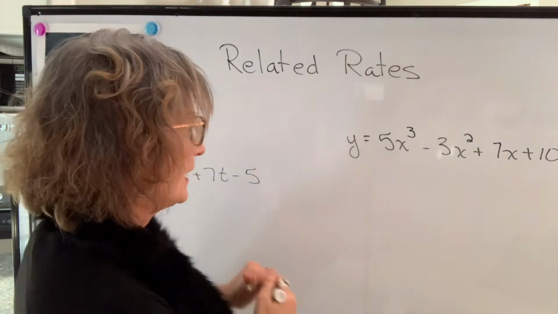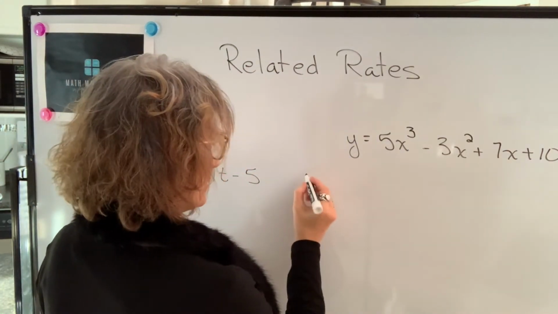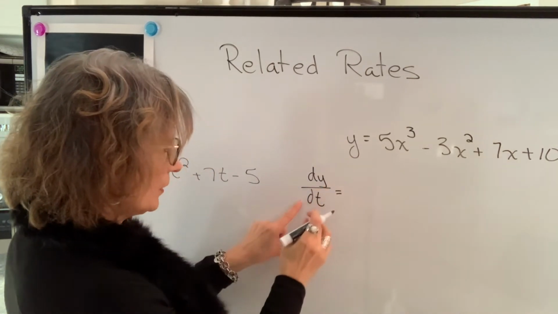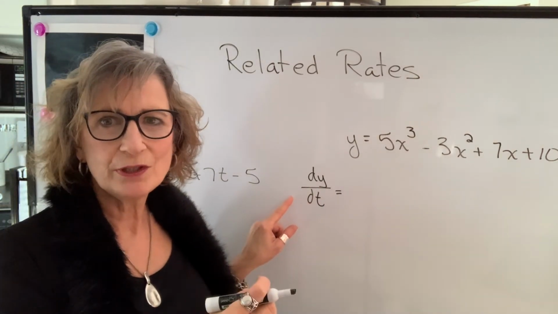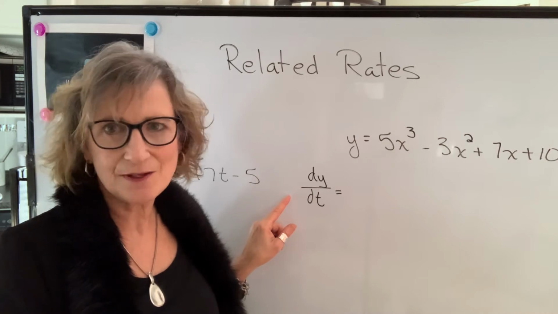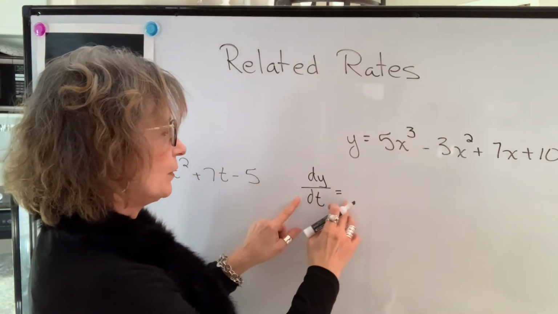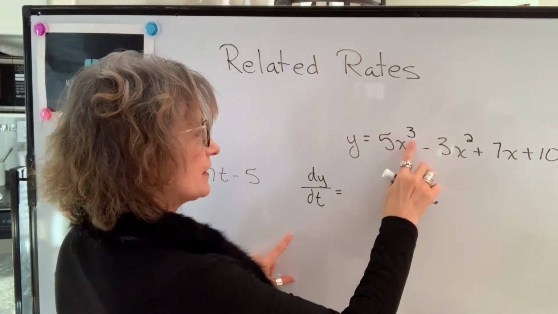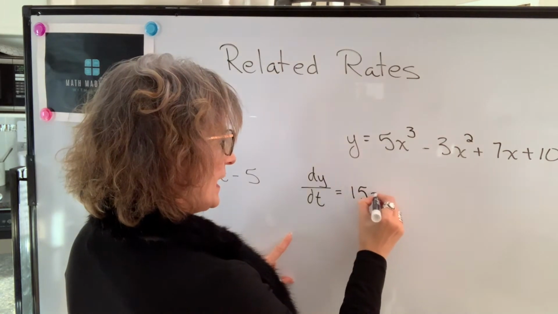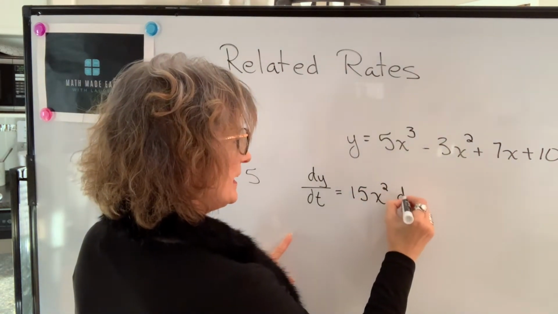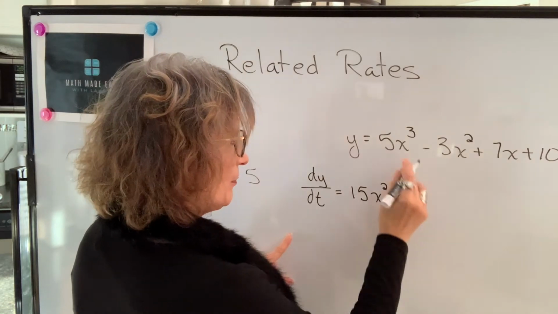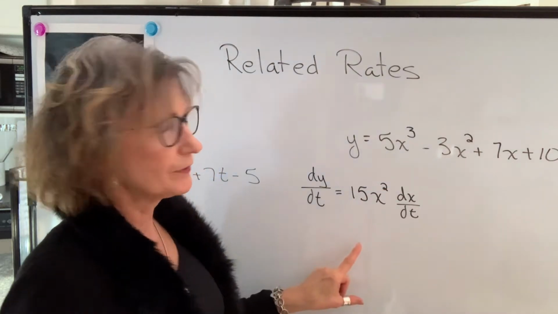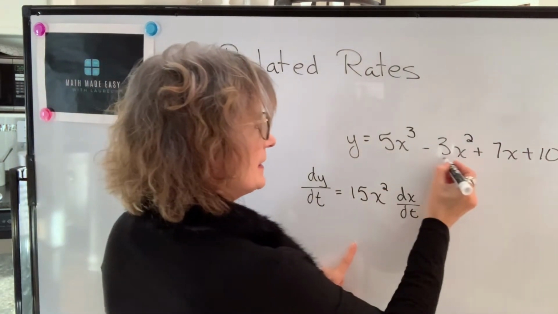Let me show you. If I was asked to differentiate this with respect to time, I would have dy dt, and use that notation. Don't use y prime here because y prime would indicate or suggest that you're differentiating with respect to x, and that's not what we're doing. So dy dt will equal, we differentiate each term with respect to time. So the derivative of 5x cubed would be 15 x squared and then dx dt. Remember, x is a function of time, so we have to multiply by the derivative of x with respect to time. Same thing with the next term.